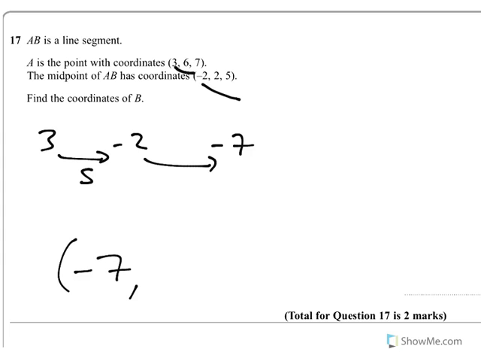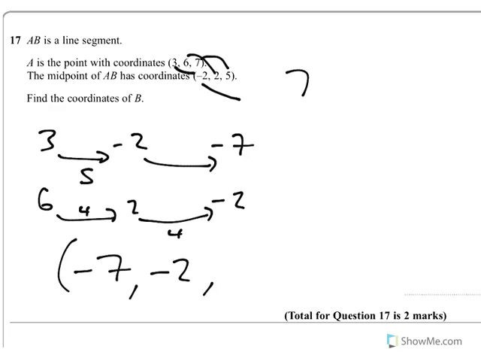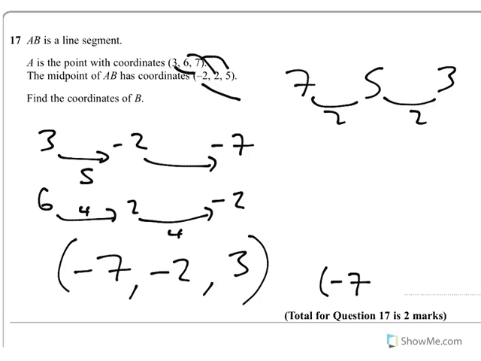We need to do the same for the other two. So the distance from 6 to 2 is 4, and then another 4 will be minus 2. And then finally the distance from 7 to 5 is 2, and then another 2 is going to be 3. So that's our z coordinate. So it's minus 7, minus 2, and 3.